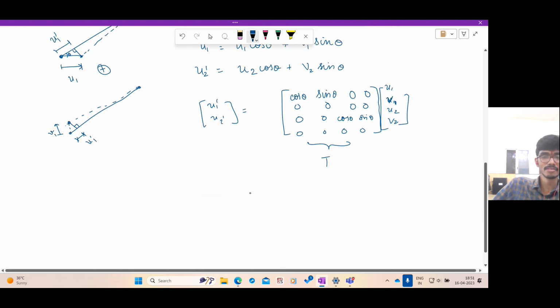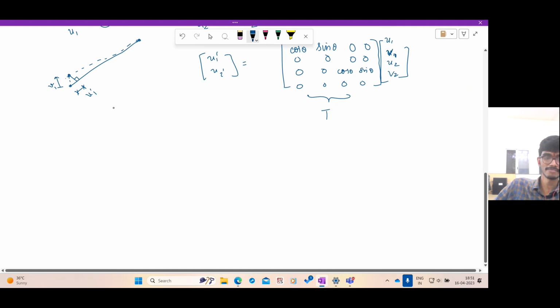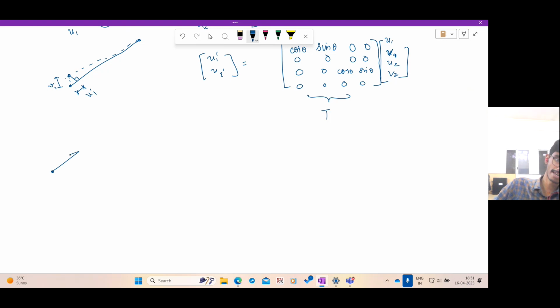Then, similarly, we transform the forces as well. So how do the forces transform? Suppose you have a force acting at a point. You had F1, right? If you have F1, we are interested in the total horizontal and vertical components. The horizontal component of F1 is just F1 cos theta. The vertical component is F1 sin theta.